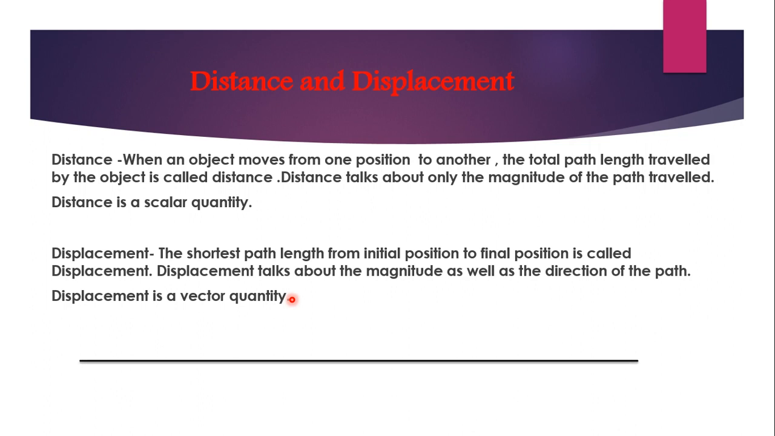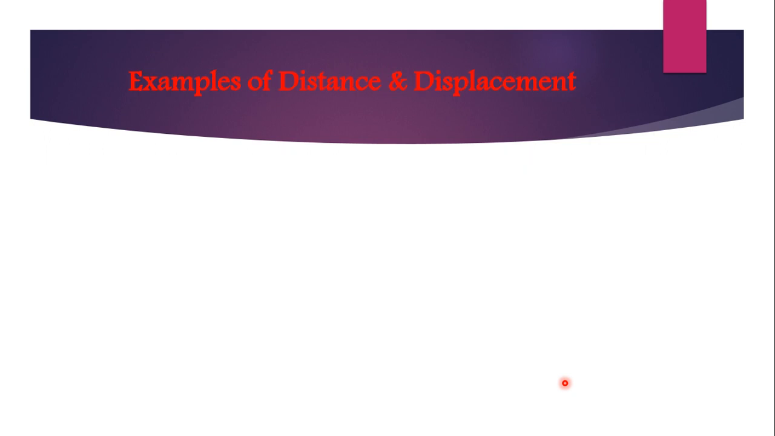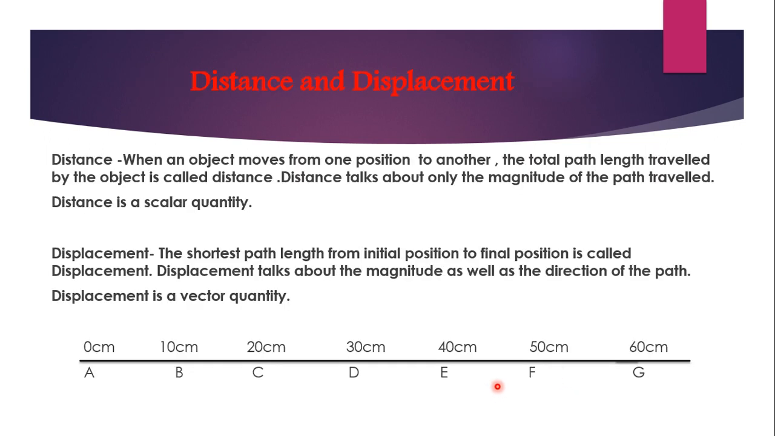So let's understand the difference between distance and displacement using this example once again. In this example, an object travels from position A, and then it goes to position, let's say it comes to position C. So it starts moving from position A and then it comes to position G, and then it again comes back to position E.